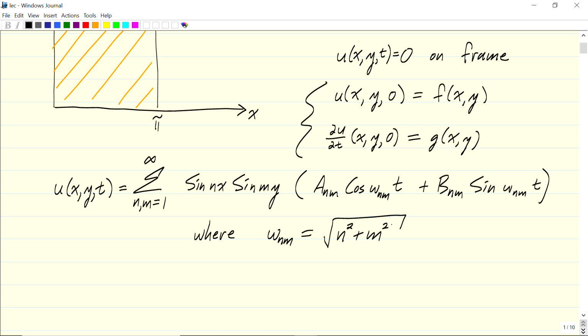The pitch of the drum is the lowest frequency, which would be square root of 2. And all the rest would be higher overtones, and the coefficients would be smaller, so you wouldn't hear those as much. What did you call the omegas again? Frequencies.